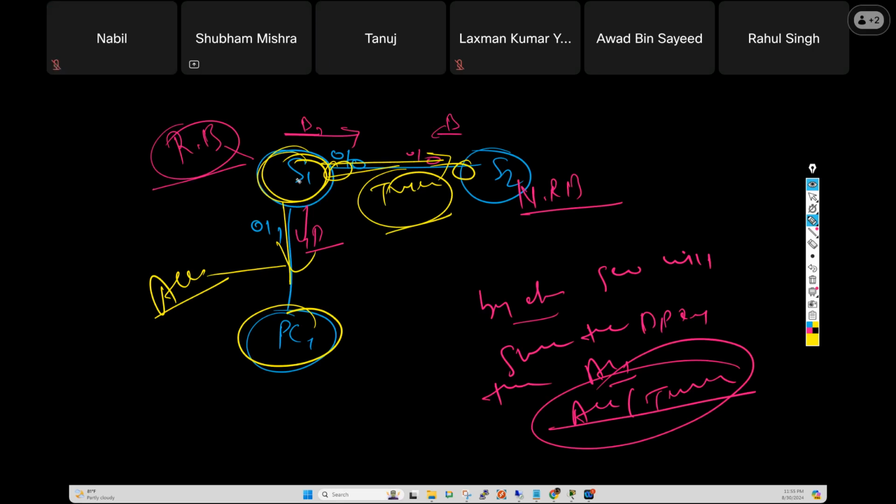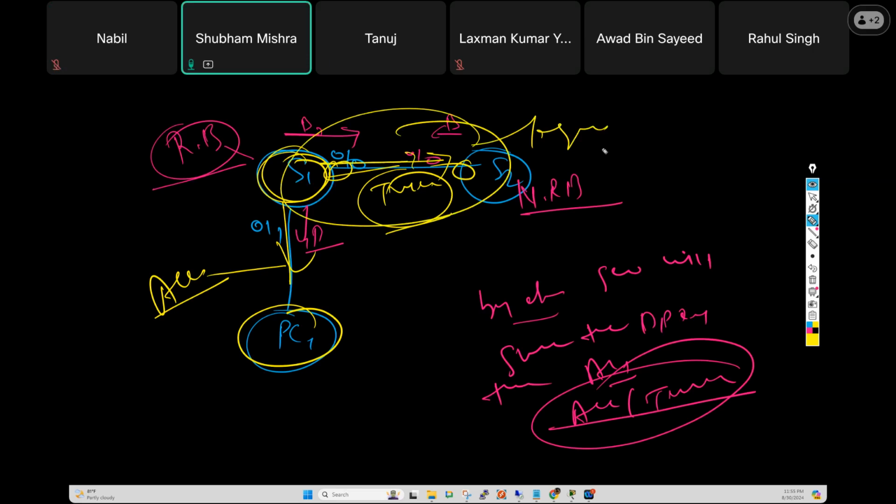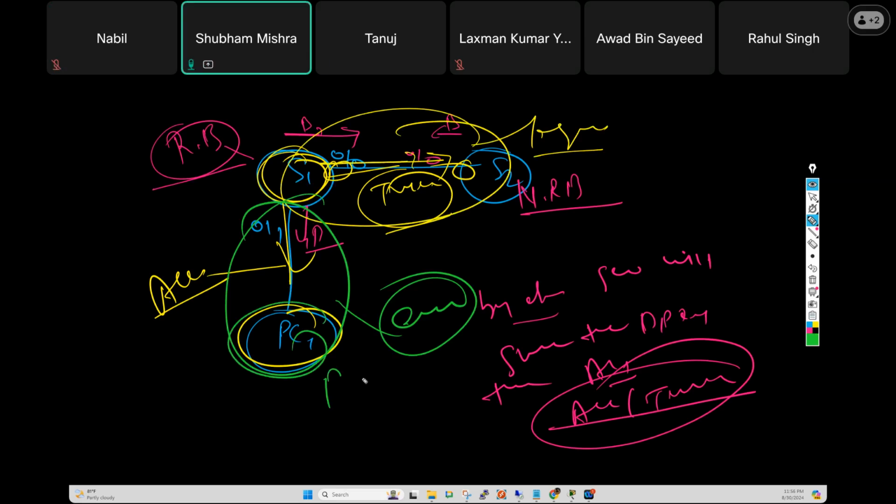Now, just tell me one thing. Switch number 1 is exchanging the BPDU here. This is logical, there is no problem. But is there any logic here? Switch number 1 is sending the BPDU here, and this is the end user, not a switch. It means this is a PC. The PC doesn't understand the BPDU. Then why is the switch sending the BPDU through this link? We are just wasting the bandwidth of this link.